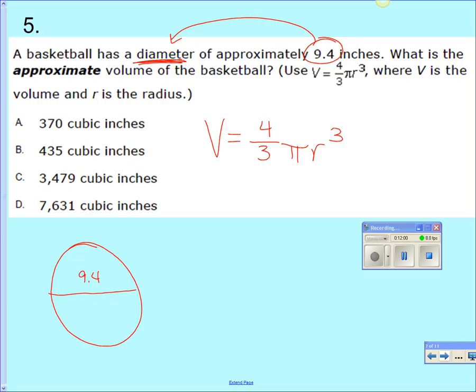Okay. Does V stand for diameter? Does R stand for diameter? No. Okay. R stands for what? Radius. Okay. So we got to take this step by step. If this is 9.4, what does a radius do on a circle? It goes halfway. So the radius would just be that part. So I have to divide this by 2. So let's do that first. 9.4 divided by 2.